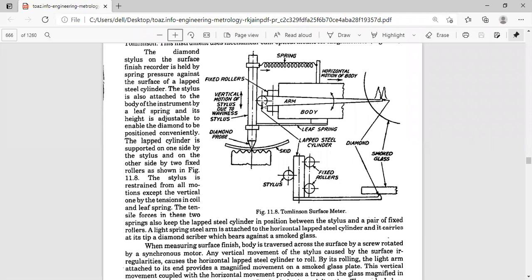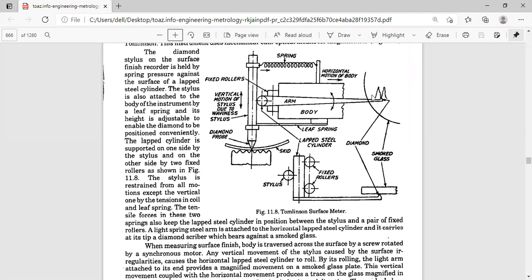And we have a light spring steel arm which is attached to the horizontal lapped steel cylinder. This is the horizontal lapped steel cylinder. Why am I saying lapped steel cylinder? You don't use only that steel material; you go for finishing of that also by means of the lapping process. That's why you are specifying it as a lapped steel cylinder.